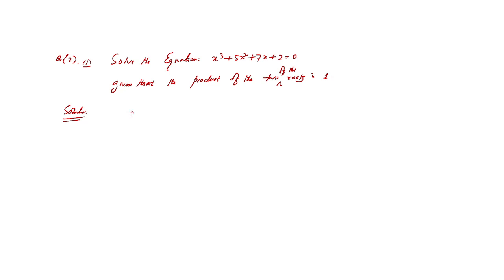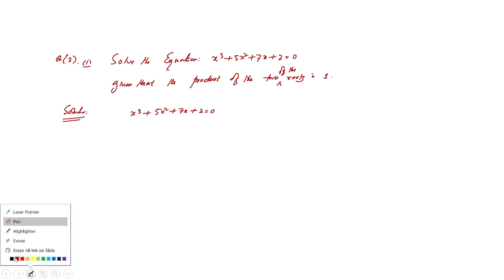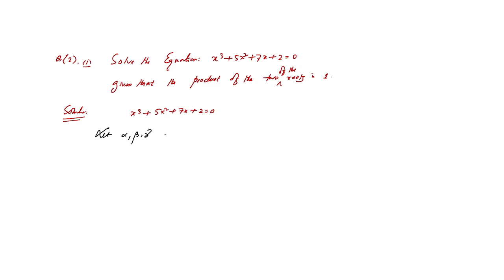So what is the equation? x cube plus 5x square plus 7x plus 2 equals 0. Now you will see the equation is of degree 3, so it has 3 roots. So let alpha, beta, gamma be the roots of star. So this is a constant. Then what will be the relation between roots and coefficients?